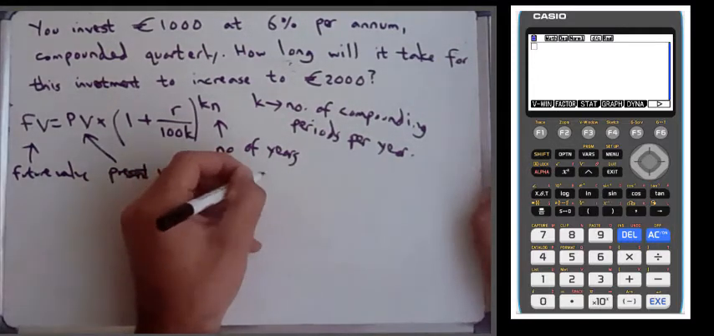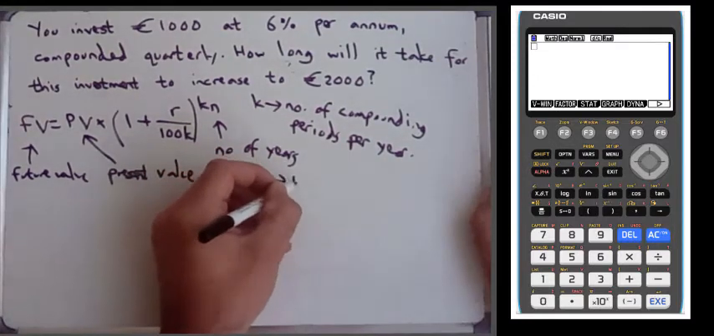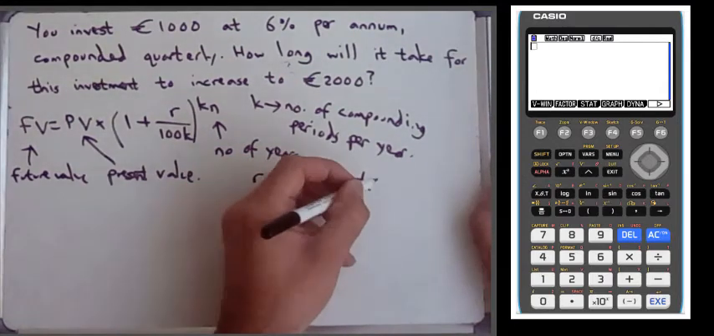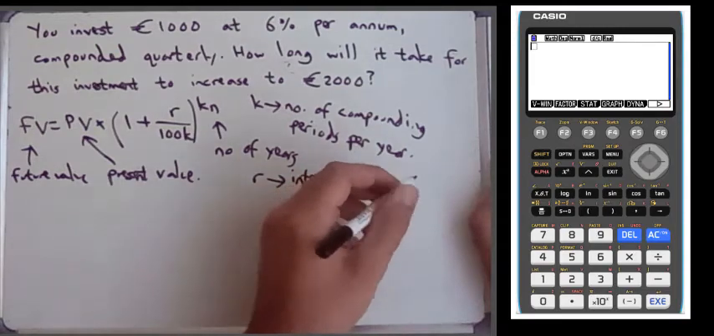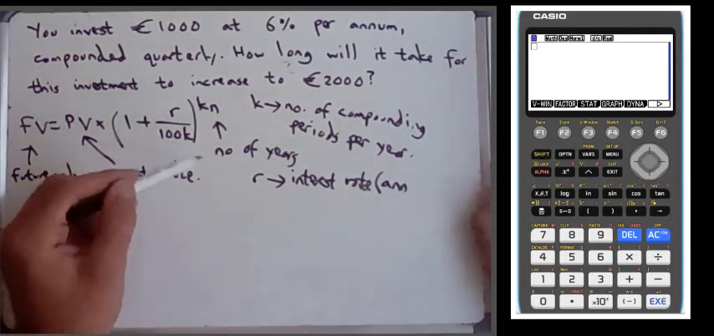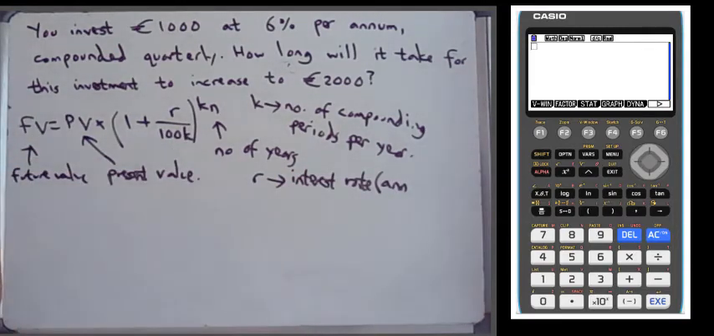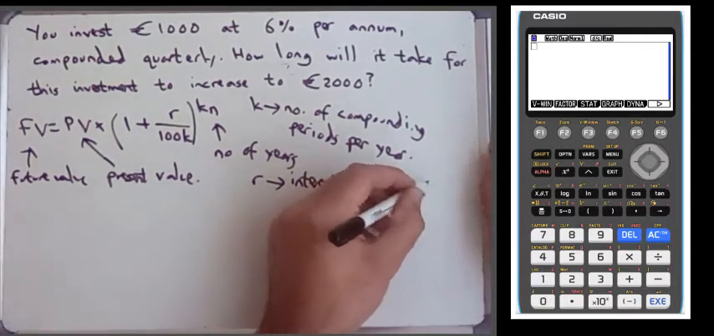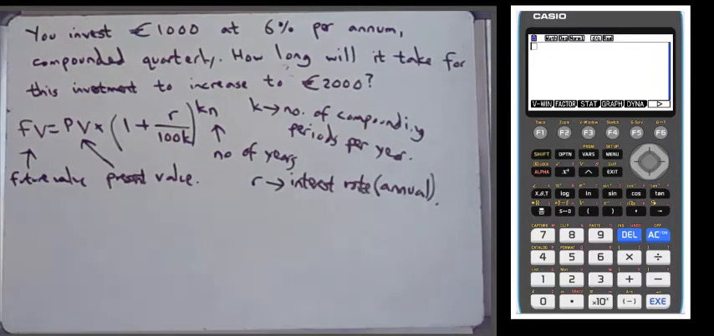Now R is the interest rate, and that's an annual rate. It needs to be annual because all of these numbers in here take into account the fact that you might compound quarterly or monthly or daily, something like that. So it's an annual interest rate.